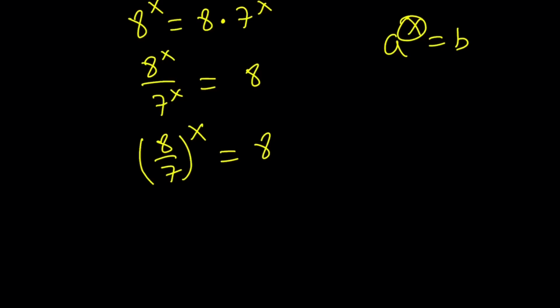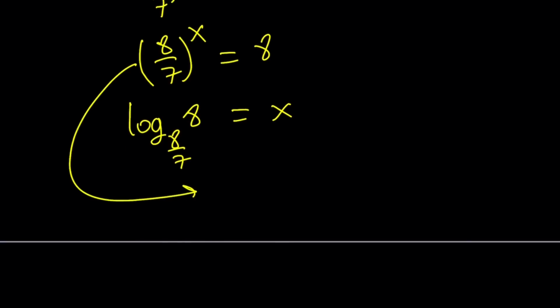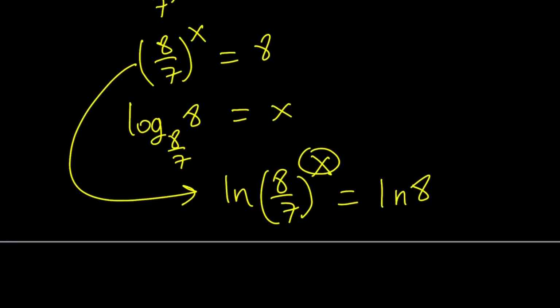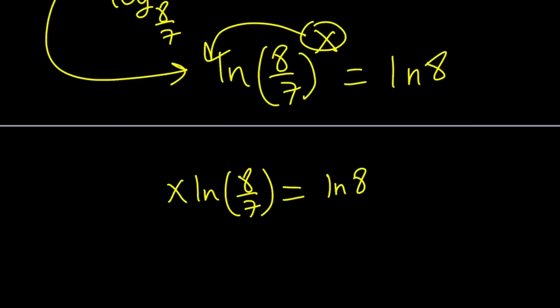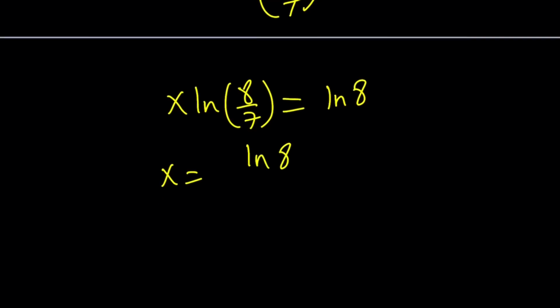Okay, let's do it. So the definition says log with base 8 over 7 of 8 equals x. So that's the answer. But we could also do the following. If you want, you can use change of base, and so on, or just ln both sides, right? If you ln both sides, what happens? Same thing as before. Let's go ahead and move the x to the front, but this time you're only dealing with one x on one side, so it's a little easier. And from here, x becomes ln 8 over ln of 8 over 7. I put the 8 over 7 in parentheses, maybe because it's a fraction.